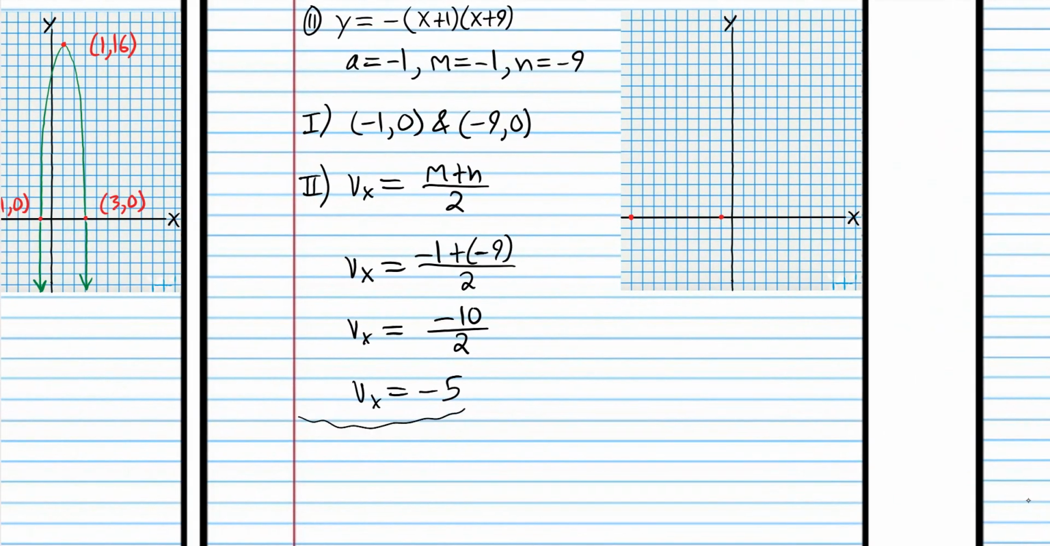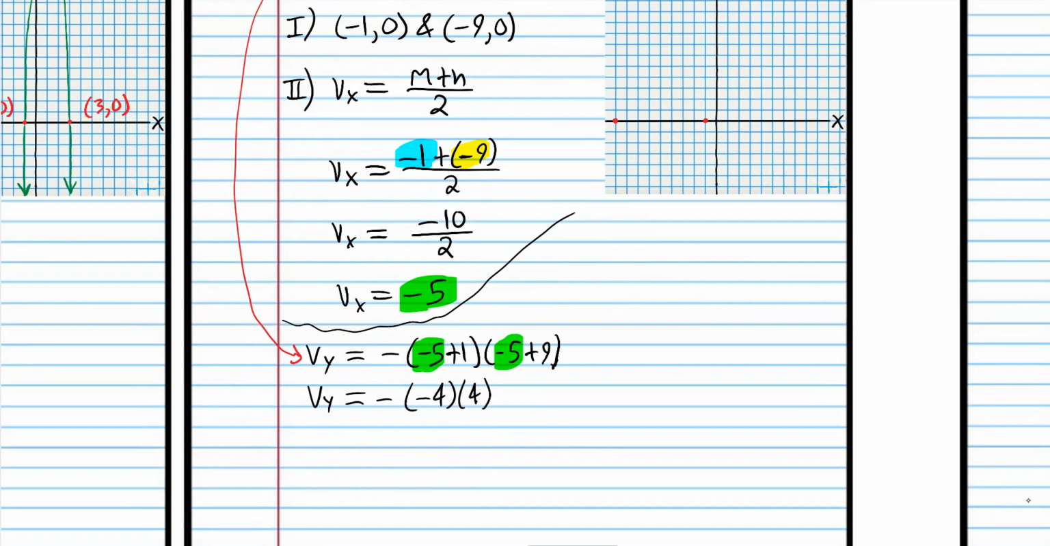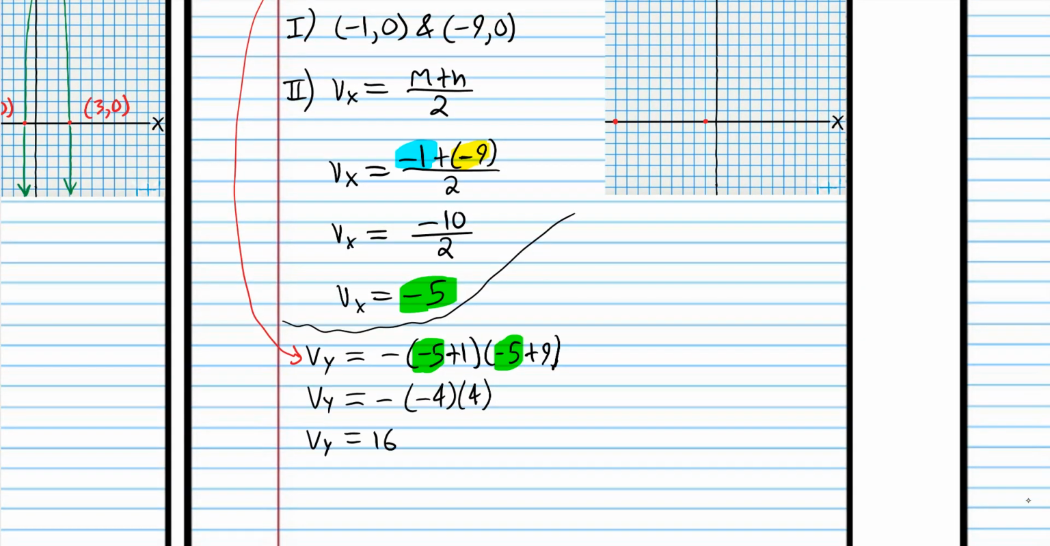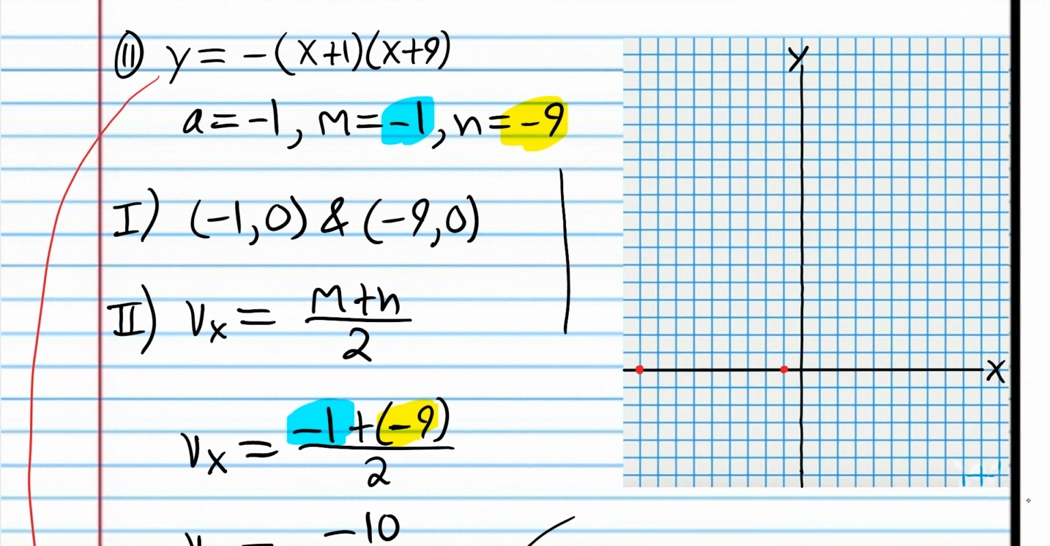Alright, and so now we're going to find the y value of the vertex, and we have to plug that x value of the vertex we just found into that original equation. So we have -5 plus 1 times -5 plus 9. And so we simplify, and the y value of the vertex is equal to +16. So let's make a table. So we have -5 and 16, -1 and 0, and -9 and 0.